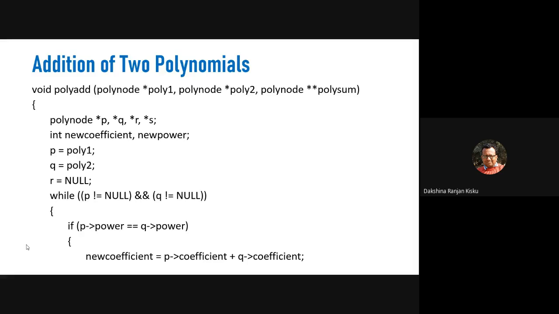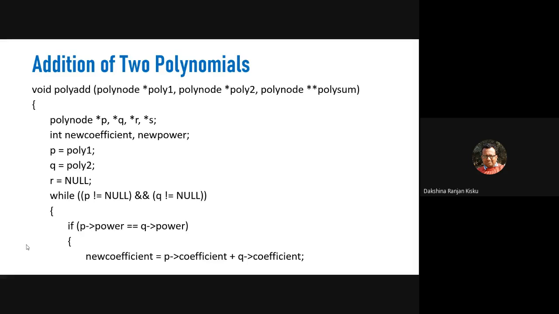Now, apart from these three pointers, we can consider four other pointers like P, Q, R, S. And here we can declare new coefficient and new power. This new coefficient and new power will be the coefficient part and the exponent part of the resultant polynomial.